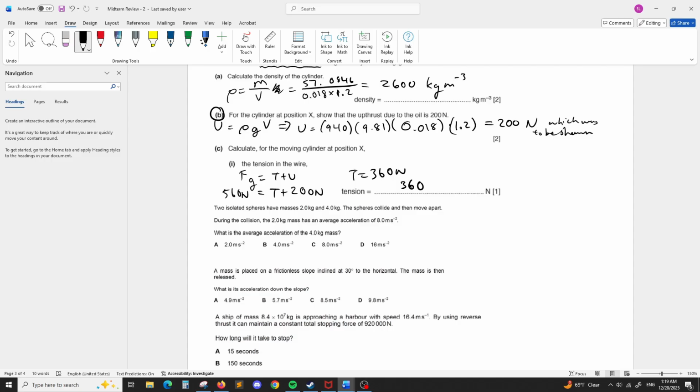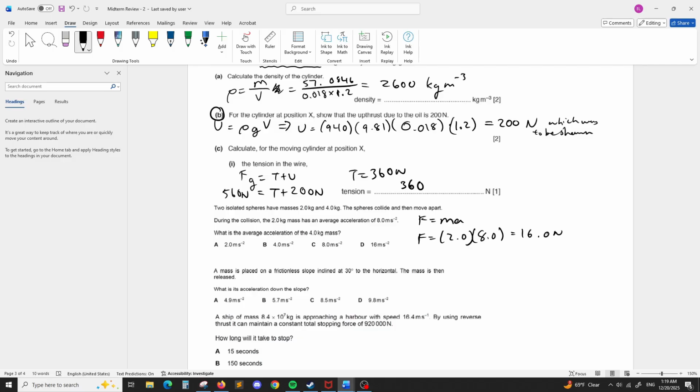Okay, so we have to use Newton's second law where F equals ma, right? We have to know that the force acting on both the objects has to be the same. So if we take the first part, F is equal to 2.0 multiplied by the acceleration, 8.0, which is equal to 16 newtons, right? 16 newtons of force.